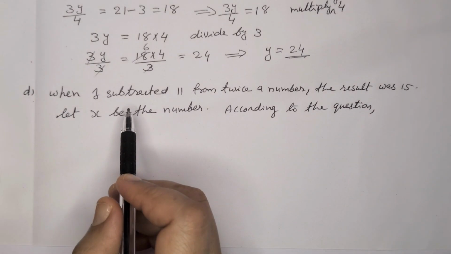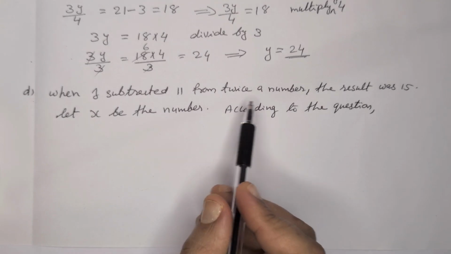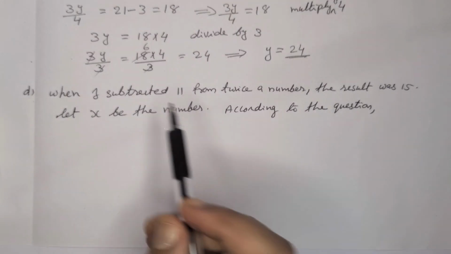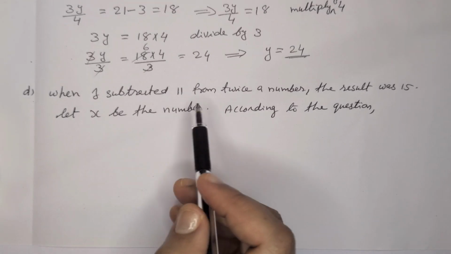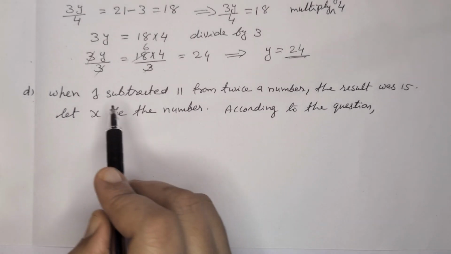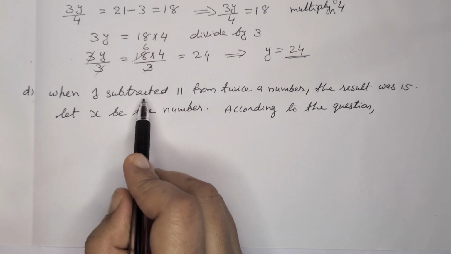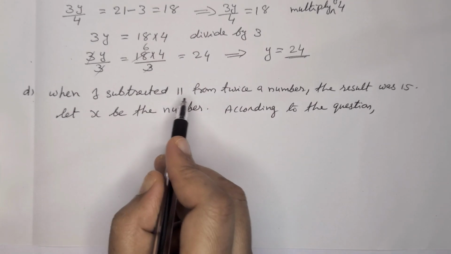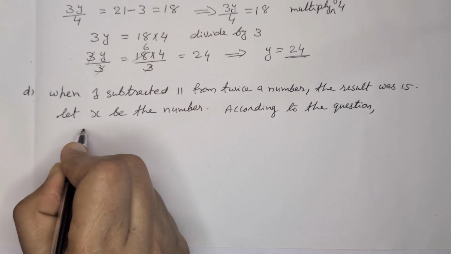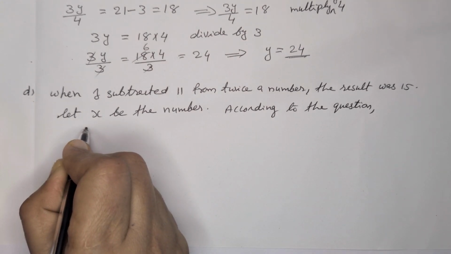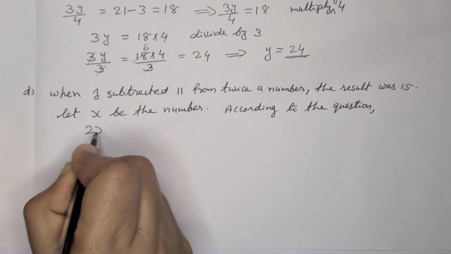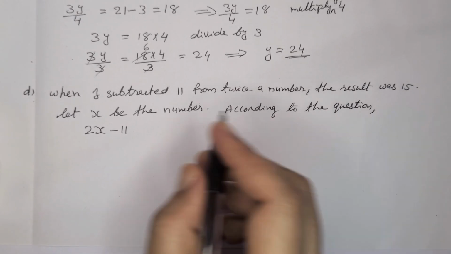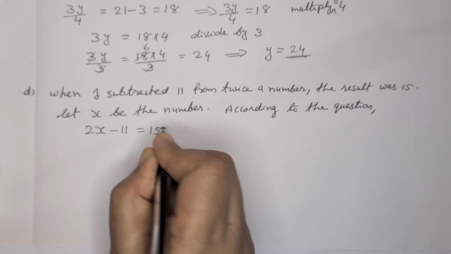Now D. When I subtracted 11 from twice a number, the result was 15. We can take, let x be the number. Then according to the question, when I subtracted 11 from twice the number, twice the number means 2 times the number. The number is x. 2x minus 11. The result was 15. It's equal to 15.